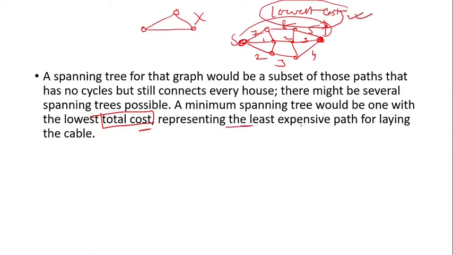So it represents the least expensive path for laying the cable. Now you have to find the path here, not a cycle. Remember that. Now what is the difference between path and cycle? Let's say you are going from here to this.